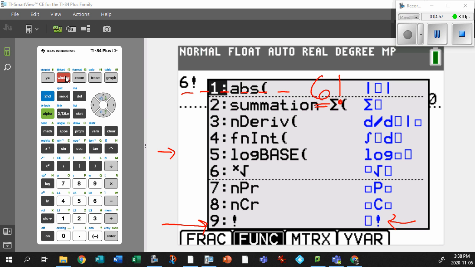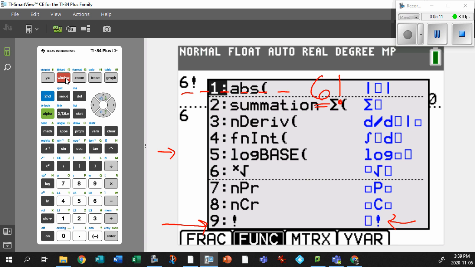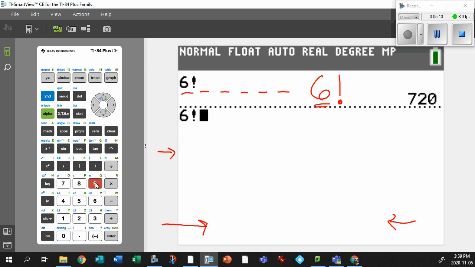Whatever the number is, factorial. And the nice thing about using that is, check this out. I didn't put a 6 in yet. I could just delete this part, right? And I can put my 6 in. There's my 6, go alpha 2, there's my 9, there's my factorial, and I get the same result.